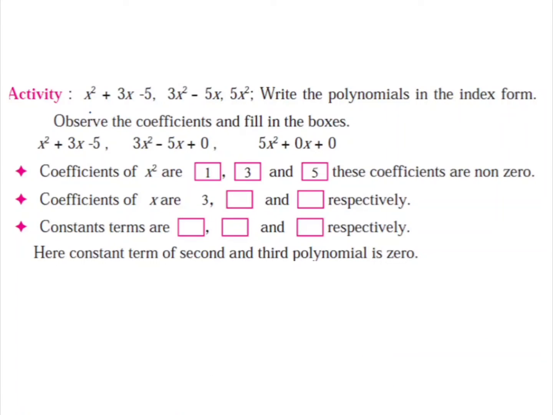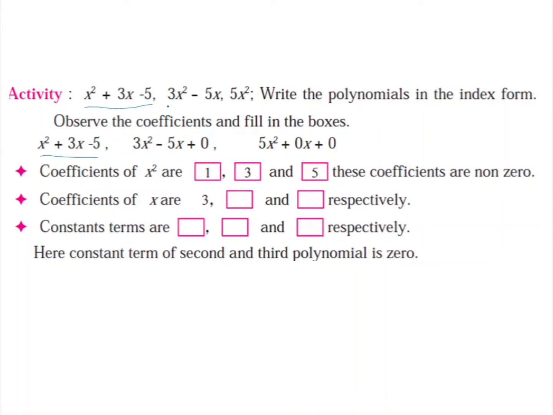So the first quadratic polynomial is x square plus 3x minus 5. So as we can see here, all the terms are present over here. That is, x square term is there. Then after that we should have the x term, because the power of x in this term is 1, and the last is the constant term. So it is already in the index form. So it is written here as it is x square plus 3x minus 5.